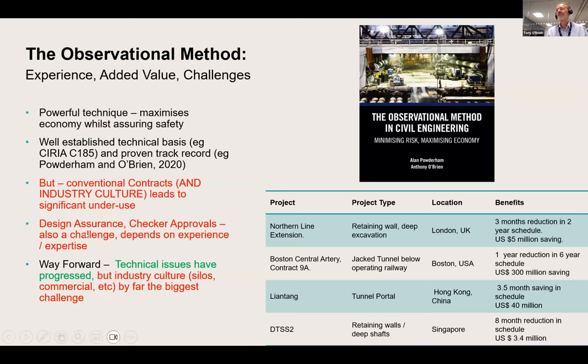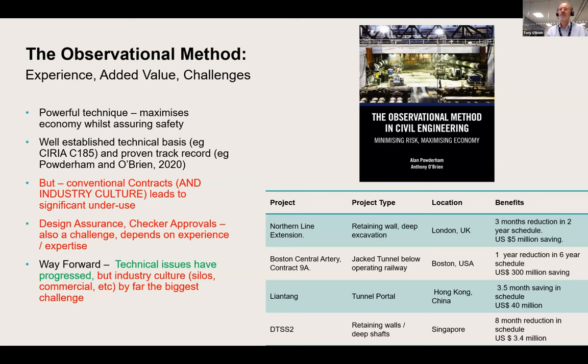A recent challenge on big projects in particular is design assurance, checker approvals, because if you don't get a checker on board to sign off on the project, then things won't happen and the OM won't get used. So when I reflect on what's happened over the last few decades, I see a lot of real technical changes which have been of real value in terms of the observational method. But something that hasn't changed, and maybe has even got worse, is industry culture, which is stopping us using the observational method.